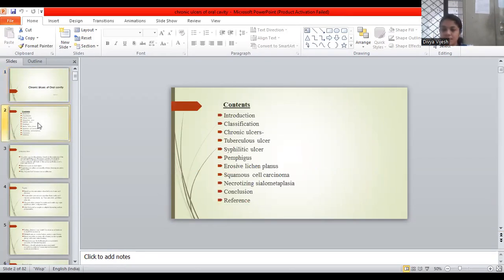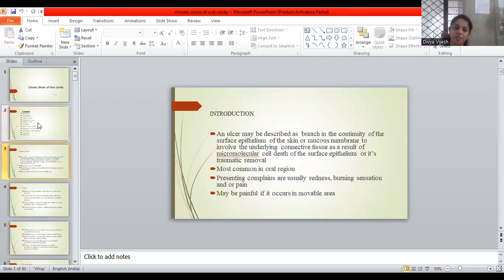So in the contents: introduction, classification, then what are the chronic ulcers, tuberculous ulcers, syphilitic ulcer, pemphigus, erosive lichen planus, then malignant ulcers, necrotizing sialometaplasia, and conclusion and reference. So let's start.